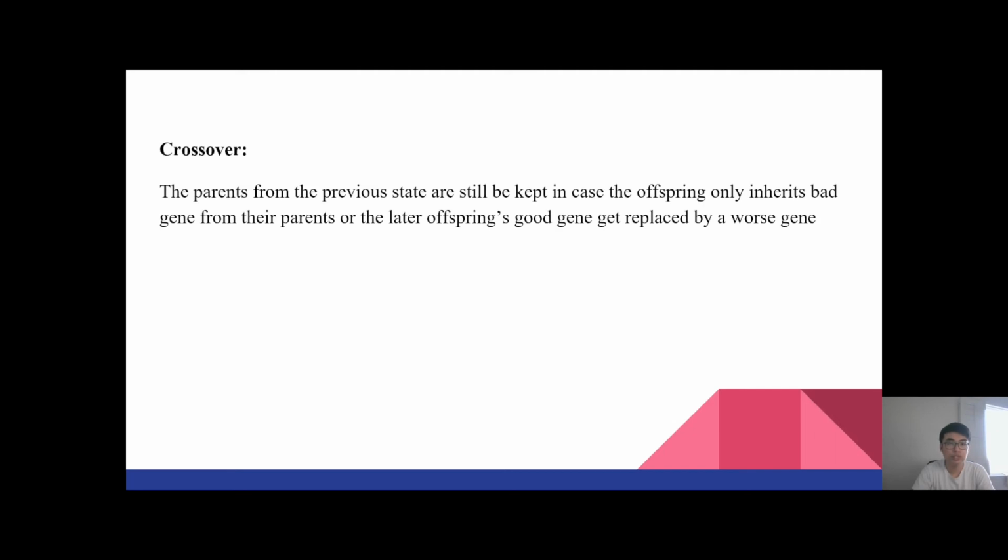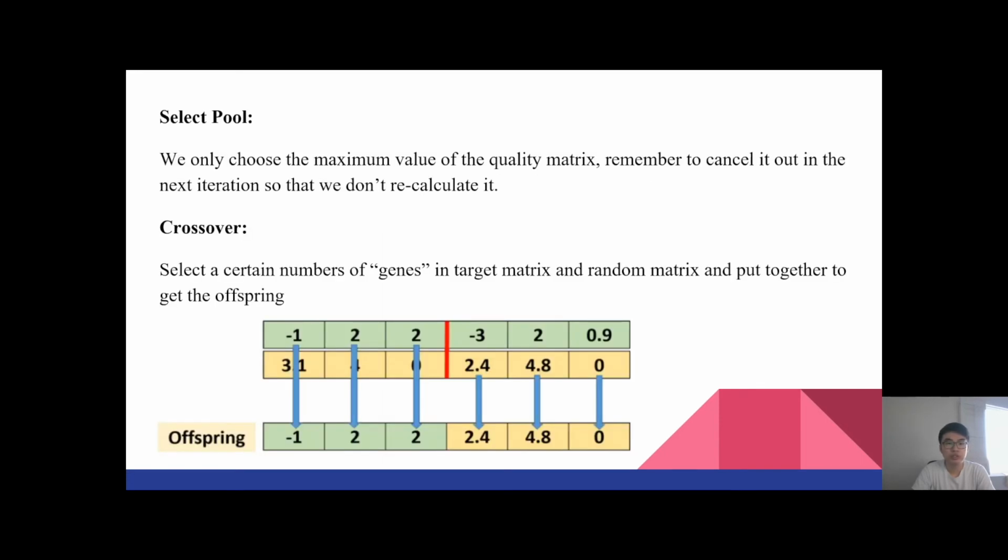The parents from previous states are kept in case the offspring only inherits bad genes from the parents or the later offspring, where good genes get replaced by the worst genes. This means that the parents, the green and the yellow parents, will always be kept for at least one iteration, so that if the offspring has only bad genes, it will get reverted.